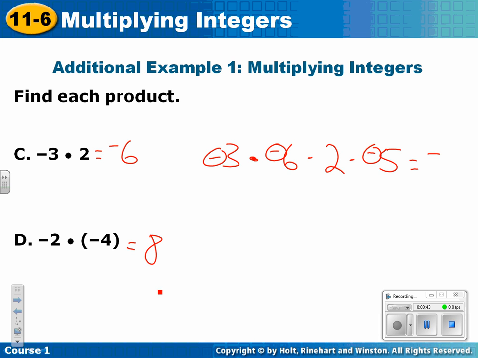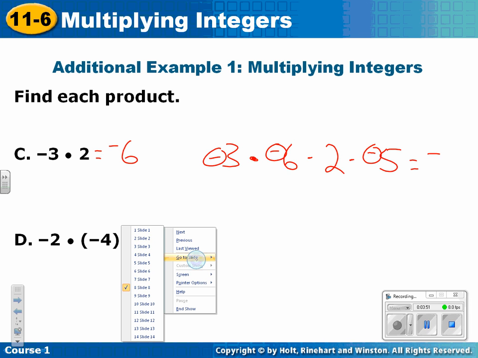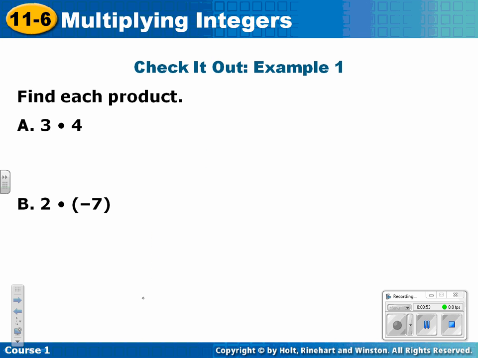What? I'll get there. Okay? So, what's my answer for A? Tell me. 12. What's my answer for B? Jonathan? Negative 14.